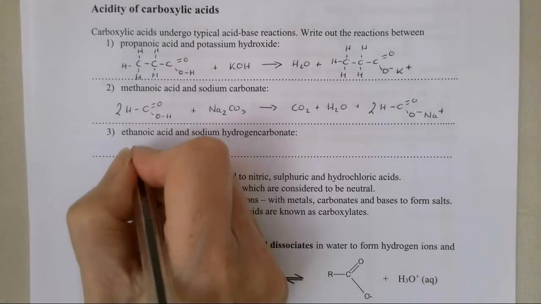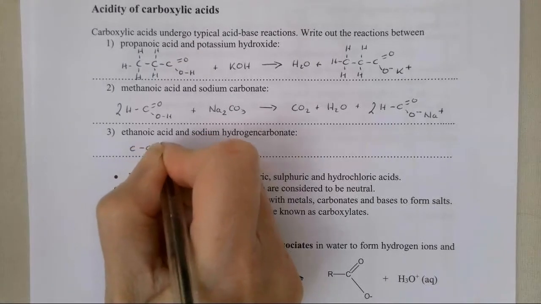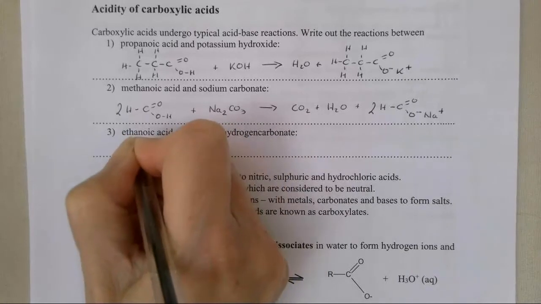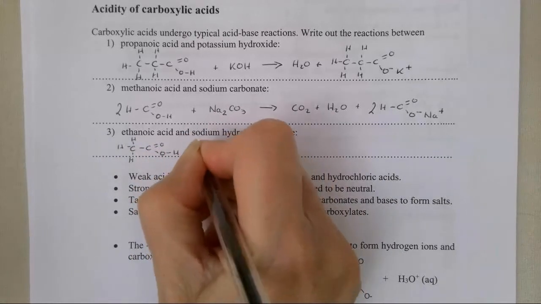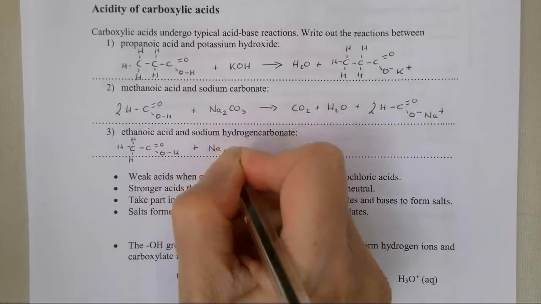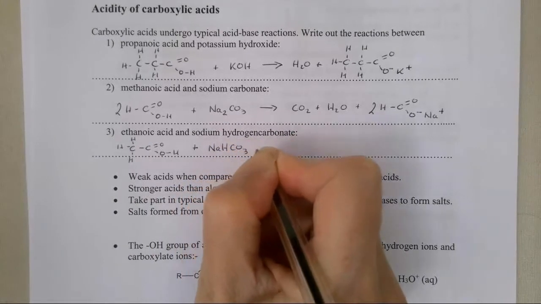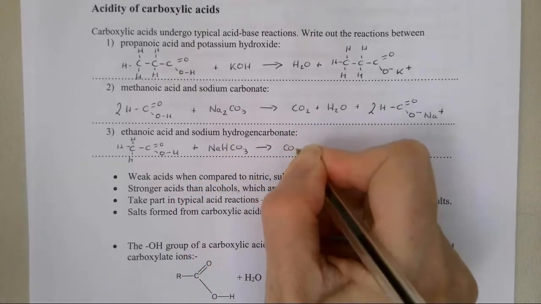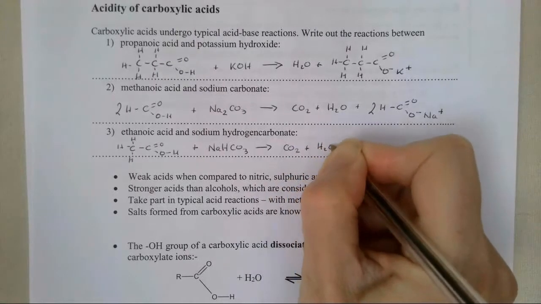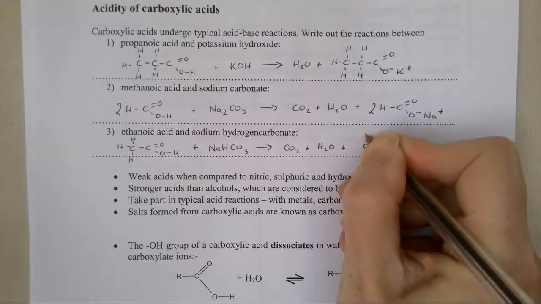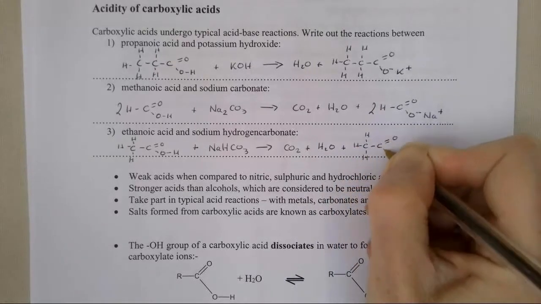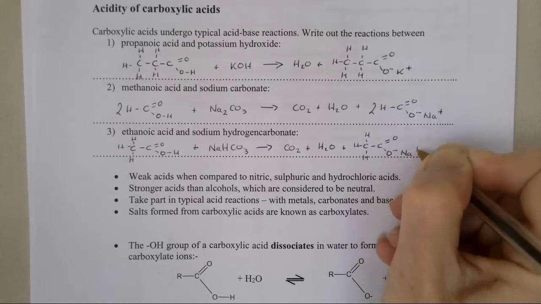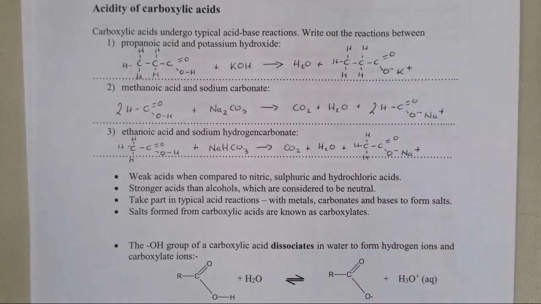Well, again, we've got our ethanoic acid. I'm drawing these all out displayed, but you don't have to draw them displayed. You can draw them as skeletal or structural if you want to. NaHCO3, and again, you get the same carbon dioxide and water, and you get your salt. So you've got C, double bond O, O negative, Na positive. Very nice and straightforward and very easy to balance.